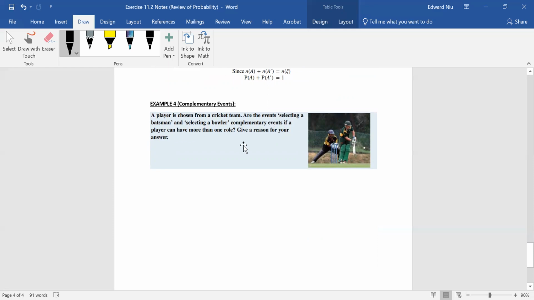Does that make sense? Did I misread that? A player is chosen from a cricket team. The events selecting a batsman and selecting a bowler. Complementary events if a player can have more than one role.